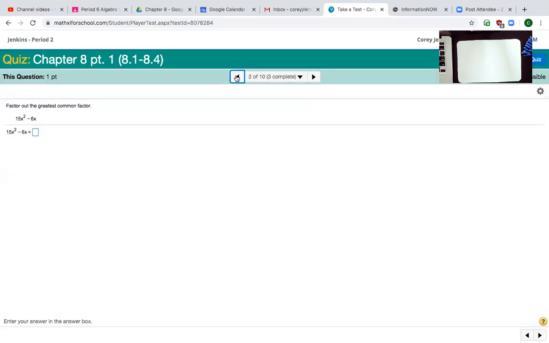Sorry, here was our last one. Factor out the greatest common factor. And this will serve you well too. So 73% got this right, 27% missed it. Like I said, not too bad, but worth going over anyways. So the GCF is the first thing we have to figure out.